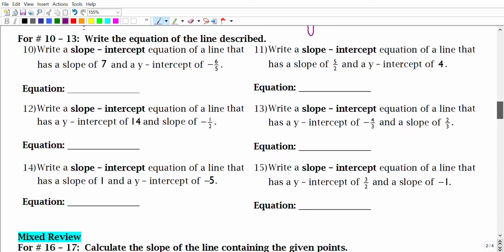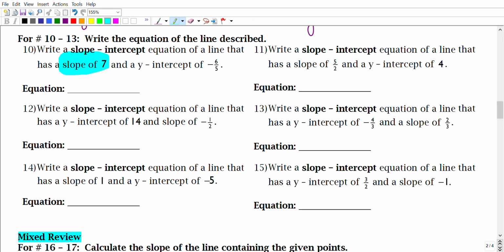And now we can go ahead and look at 10 through 13. Okay, actually 10 through 15. I don't know why I have 13 there, but let's go ahead and see what's being asked of us. So they're asking, write the equation of the line described, and write a slope-intercept equation of the line that has a slope of 7. So let's go ahead and highlight a few things. A slope of 7. Oh, wait, that's way too dark. Let's do some other color. There we go.